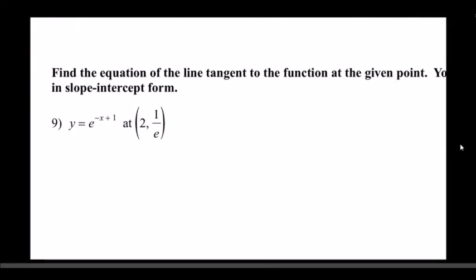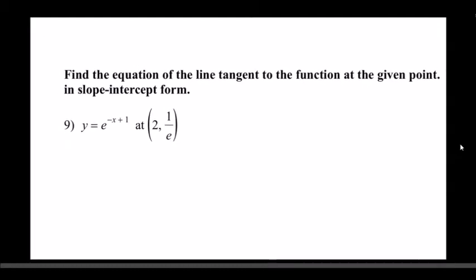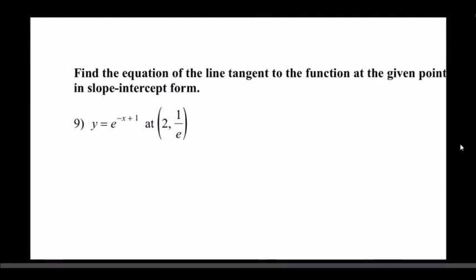Okay, the directions here are to find the equation of the line tangent to this function at the given point. We need to write it in slope-intercept form. Remember, slope-intercept form is y equals mx plus b. Now we've been given a y and an x to use from this point right here. That's where we get our y and our x.